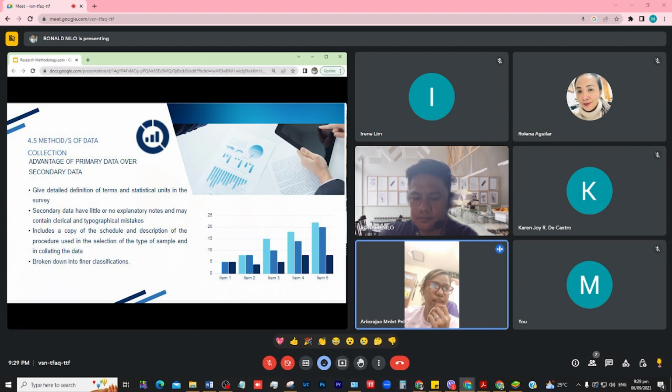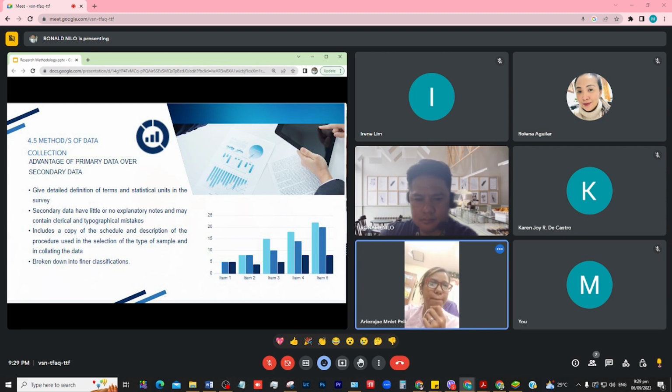First, it gives the detailed definition of terms and statistical units in the survey. Secondary data have little or no explanatory notes and may contain clerical and typographical mistakes. It also includes a copy of the schedule and description of the procedure in the selection of the type of sample and in collating the data. It also breaks down into finer classification.